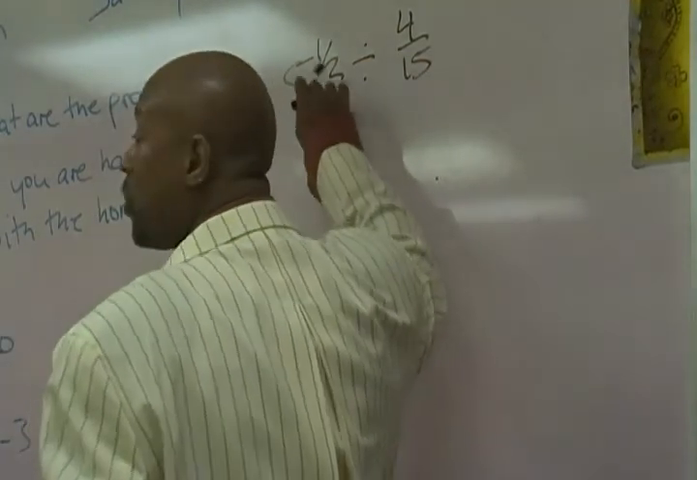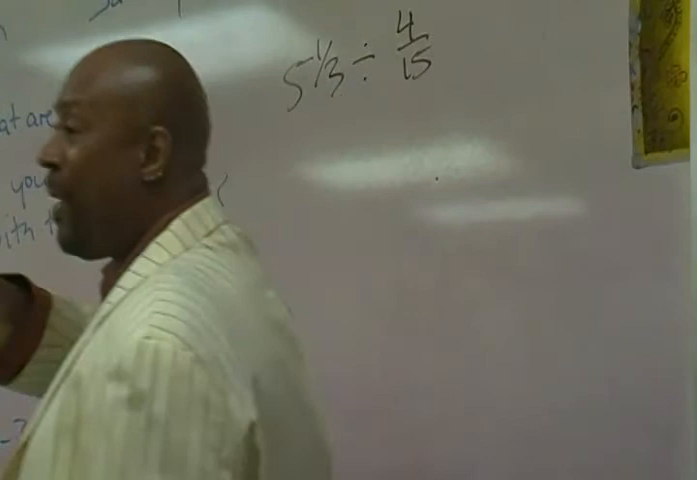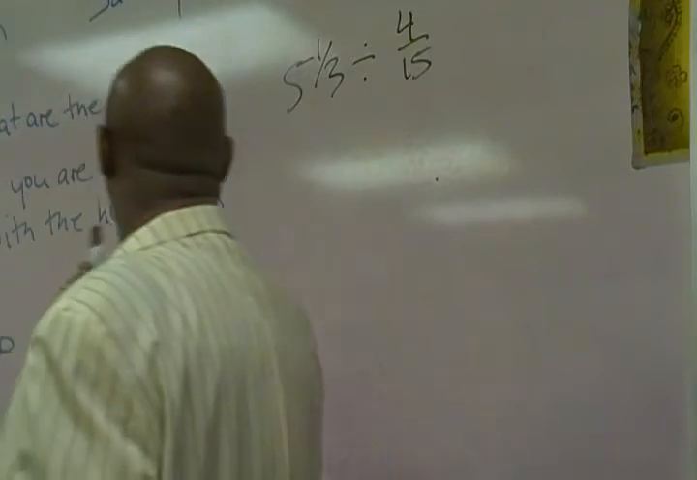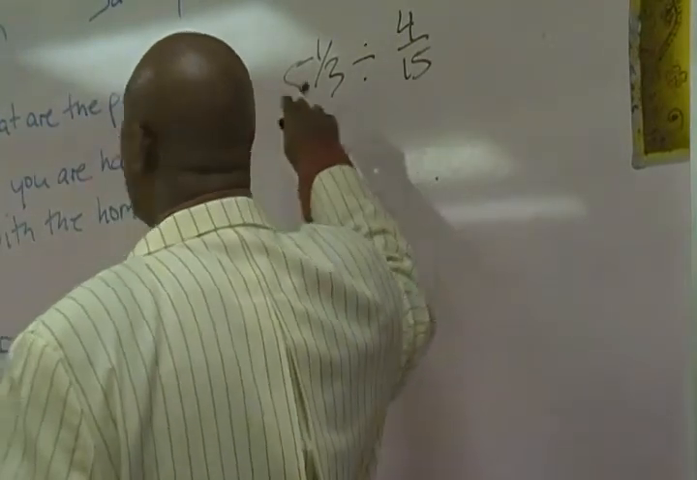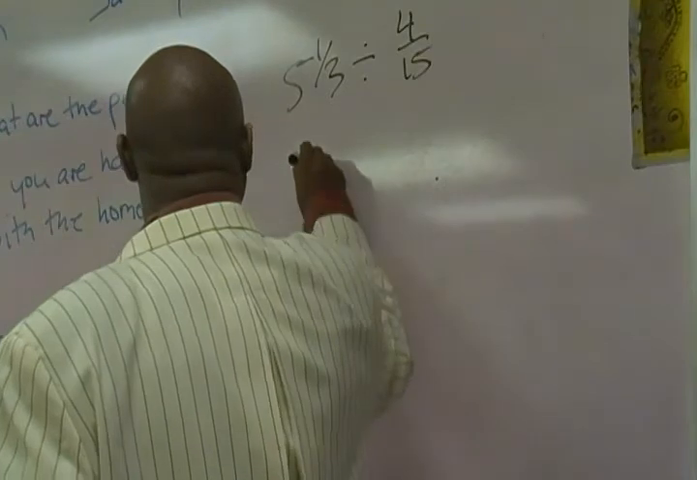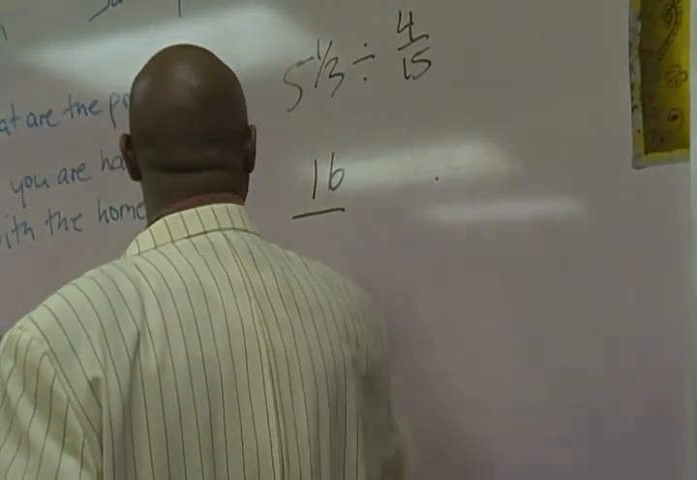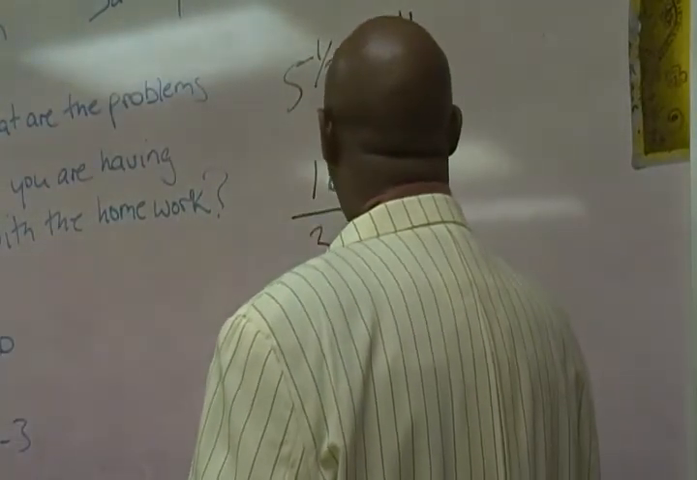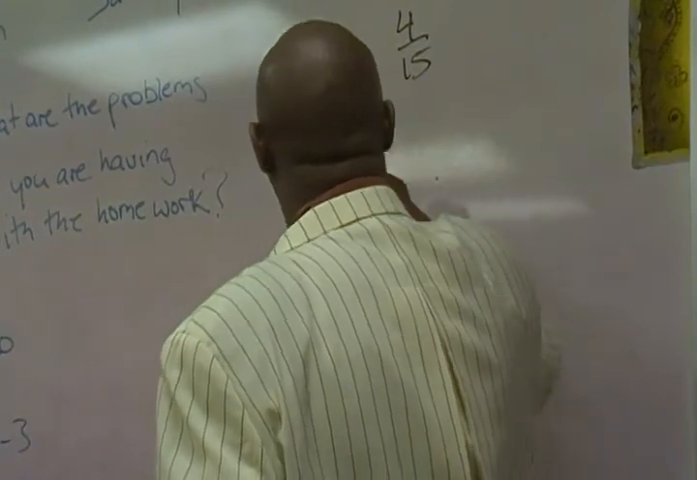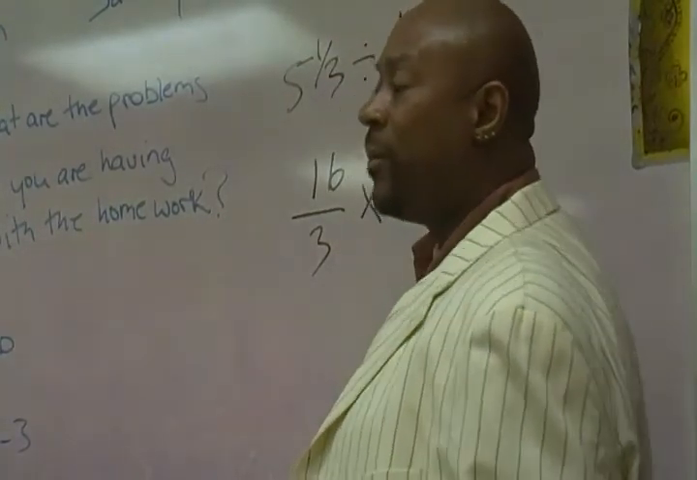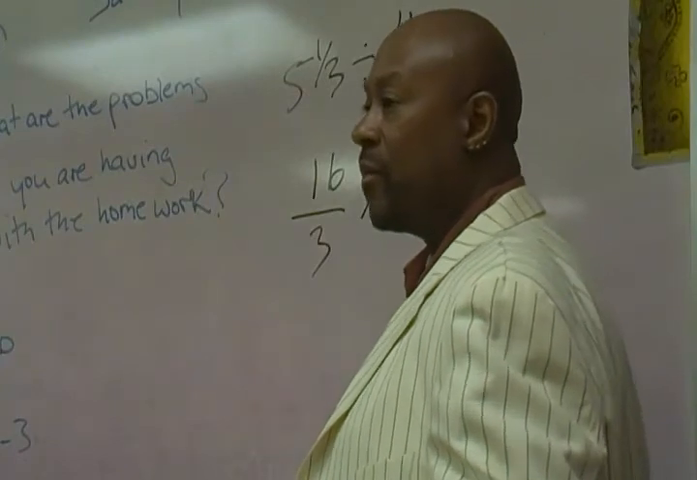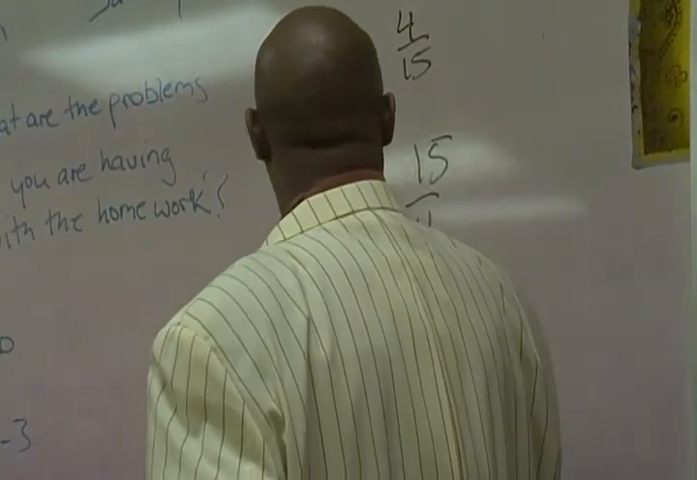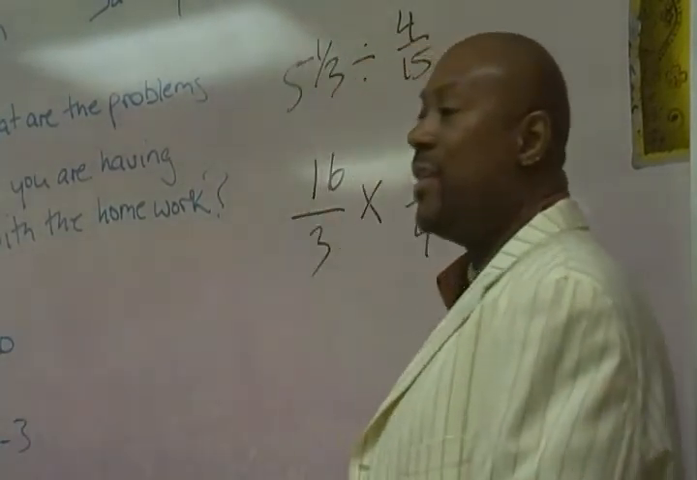That's right. When she's saying convert, she's talking about making that mixed number into an improper fraction. So 3 times 5 is 15, plus 1 is 16 over 3. And that's going to make our life a lot easier, because now when we change this to multiplication, the 4/15 is now going to be 15 over 4. Now this is nice and smooth.